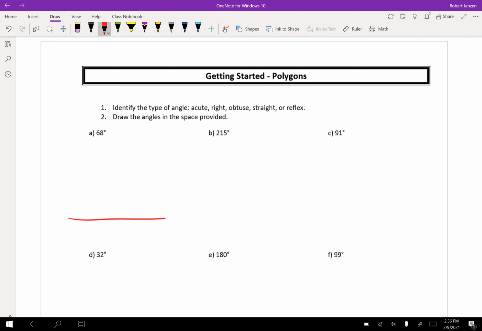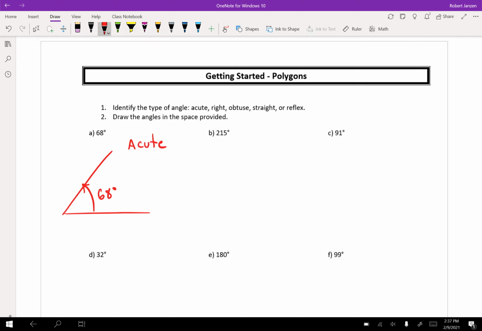Okay, so if you were going to draw a 68-degree angle, this measure would be about 68 degrees. So how do we know about how big that is? Well, if you think about a complete circle, we know that a complete circle is 360 degrees. Okay, so then if we divide a circle in half, you'd get to 180 degrees, and then half of that would be 90 degrees. So 68 is somewhere in between 0 and 90 degrees. Okay, so again, we'll draw a 68-degree angle. It's going to be something like this. And we call this an acute angle.